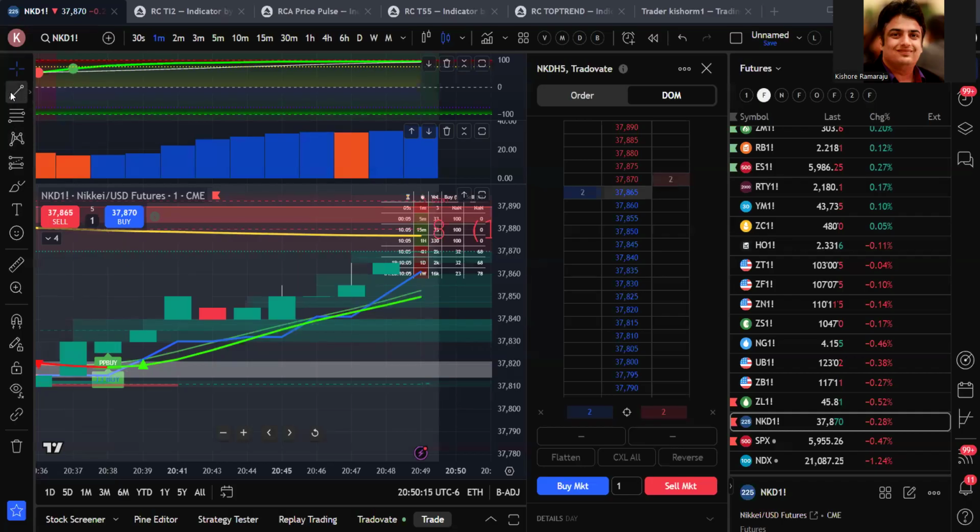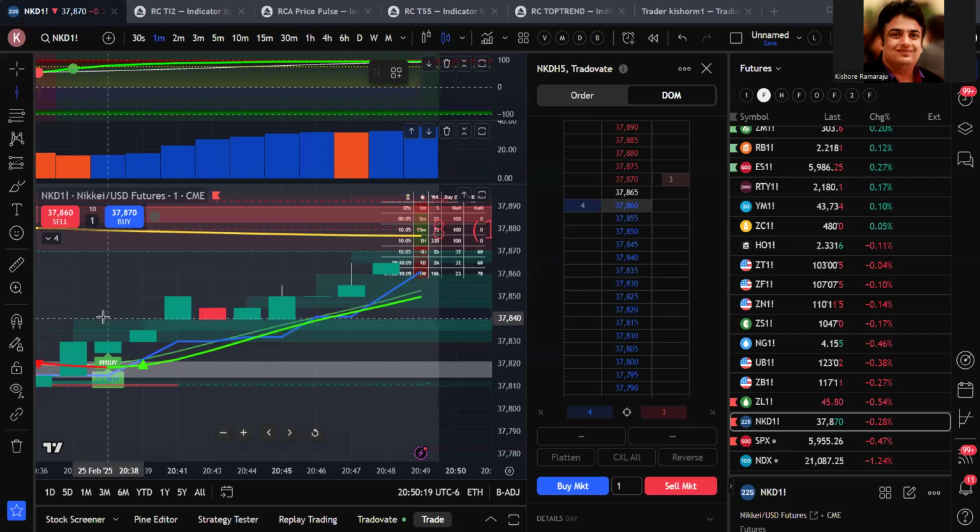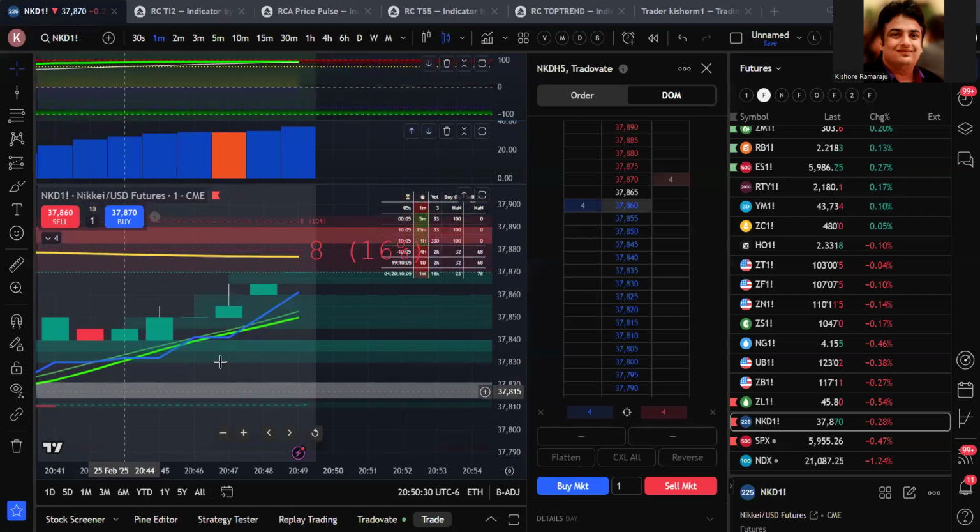Whenever you get a buy signal, just put a vertical line. Right? You got a buy signal. Here you have buyers in control. Here you have buyers in control. That's it.